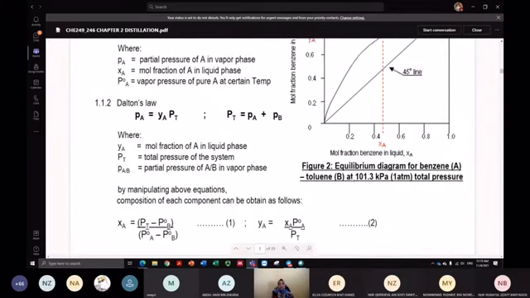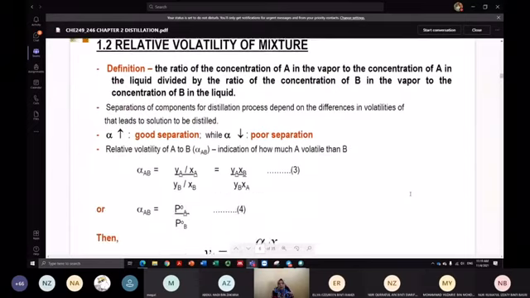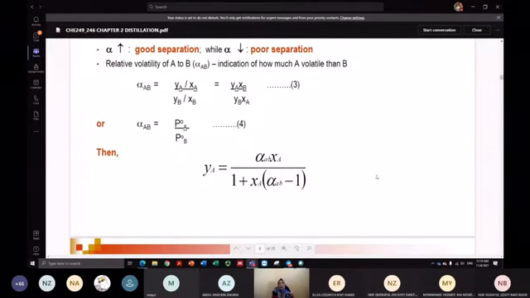You can use equation number 2 to calculate YA, or you can use Dalton's law to calculate YA, or you can calculate YA using relative volatility terms. So there are two ways to calculate YA, which is the mole fraction of vapor A. You can use this equation if you know your alpha.